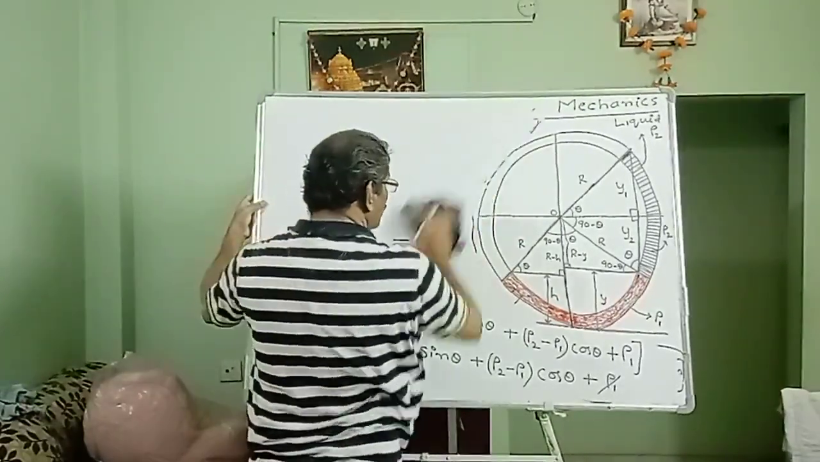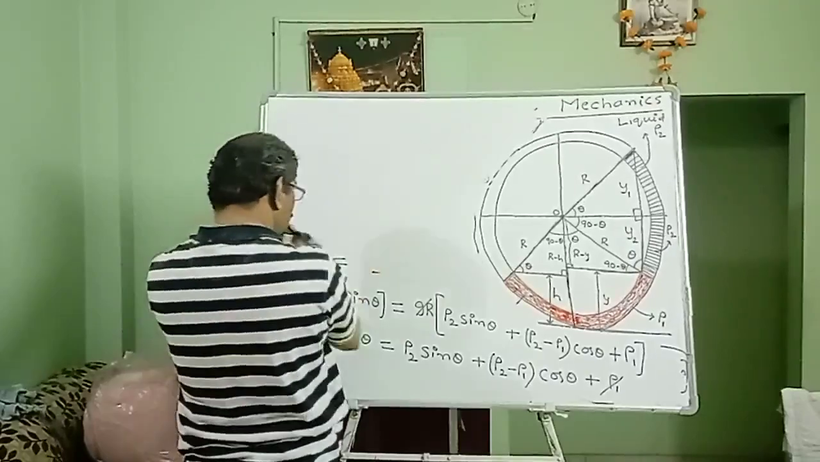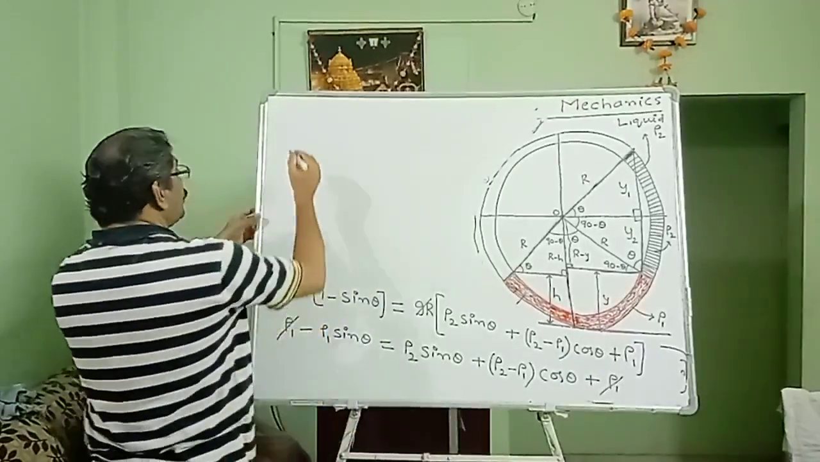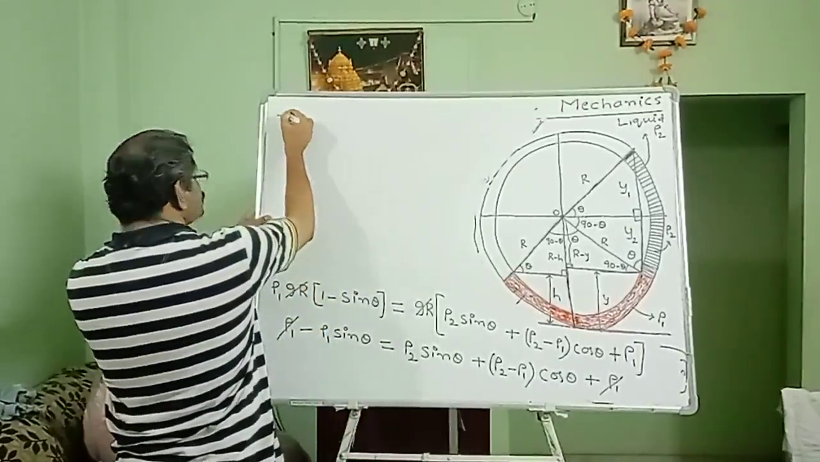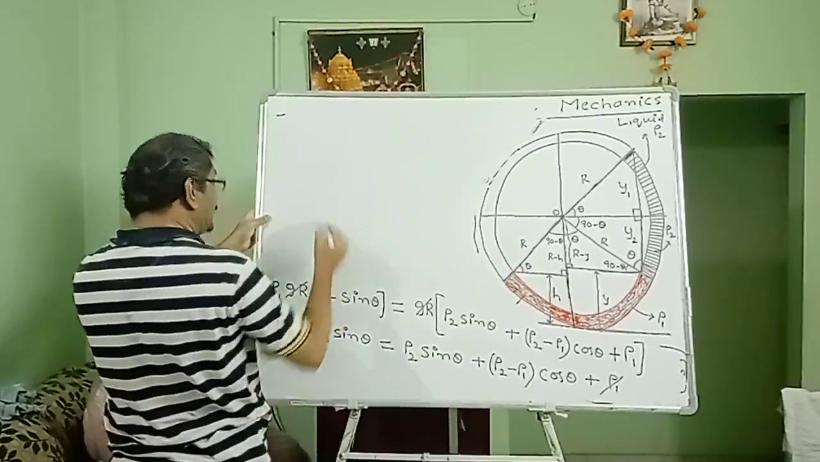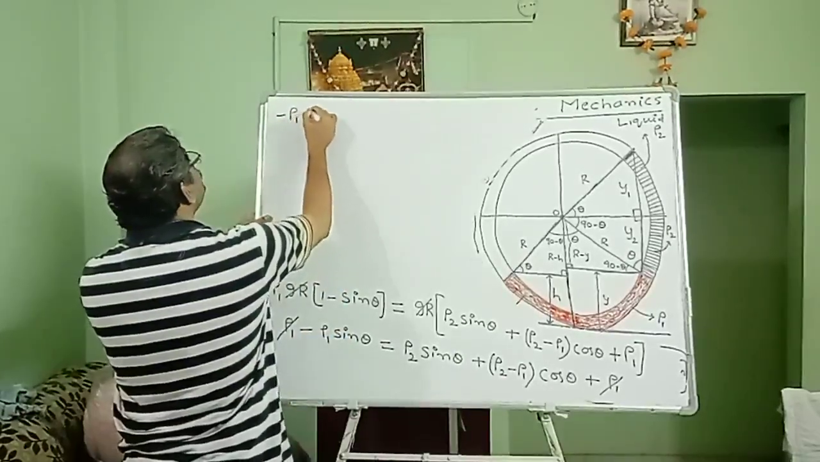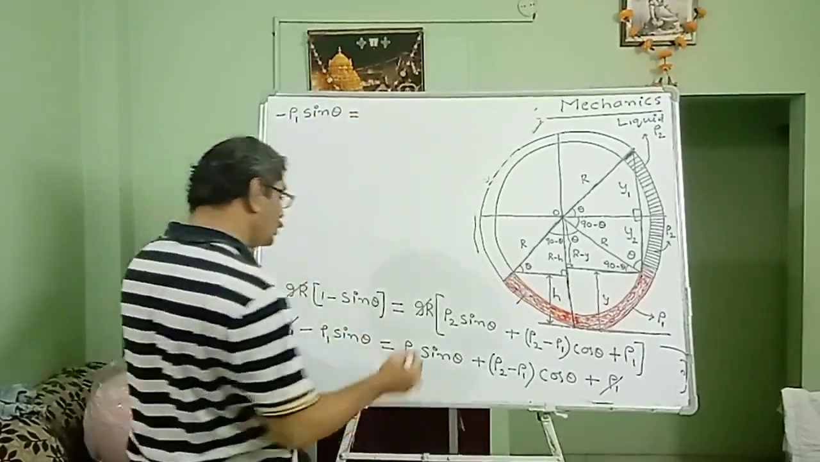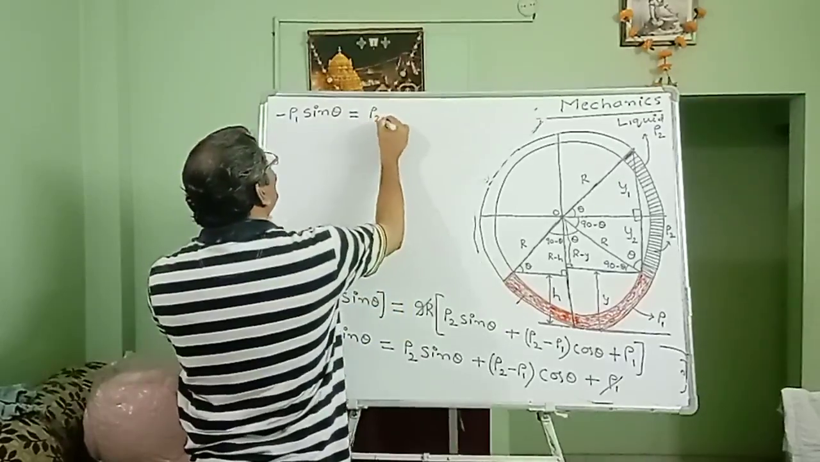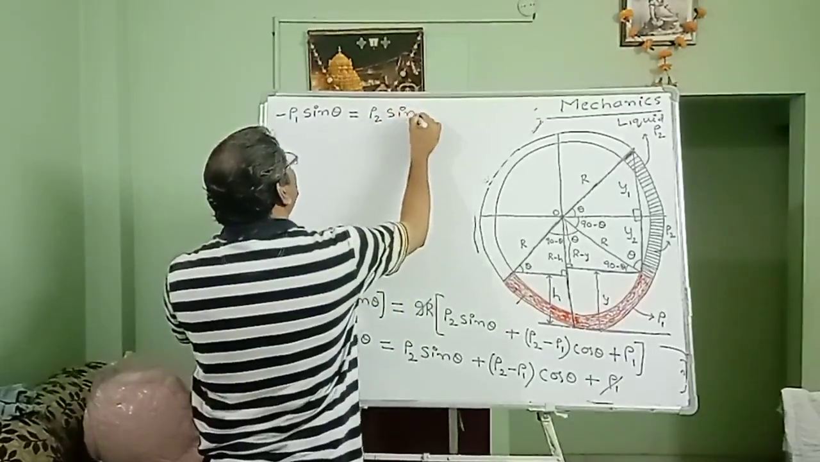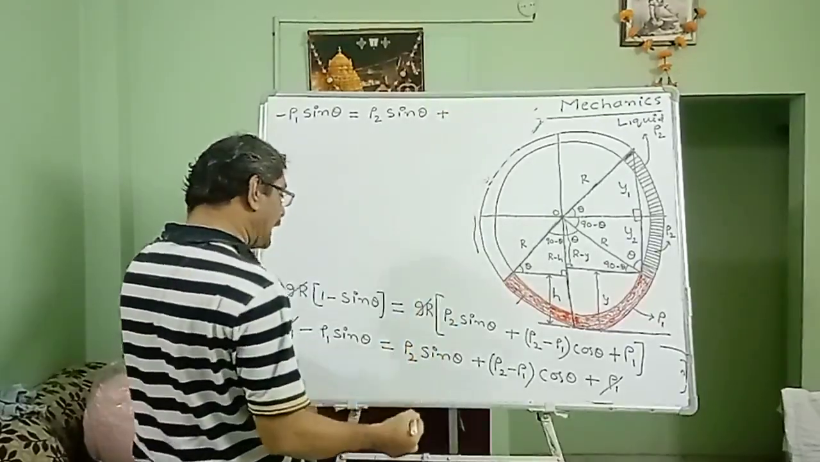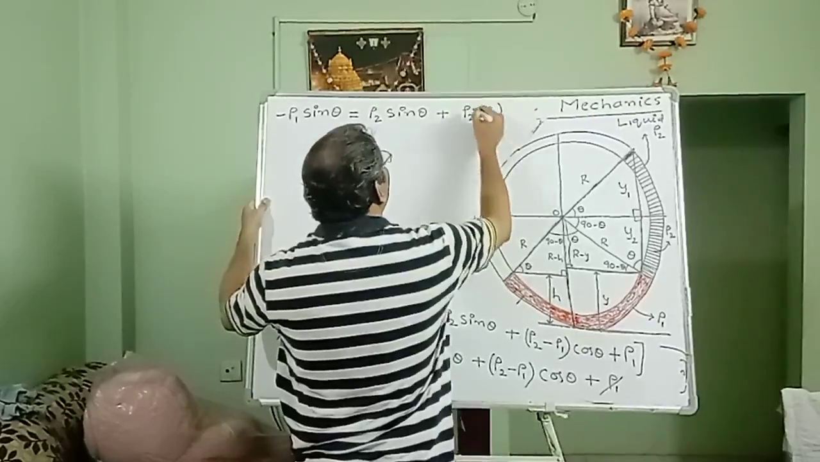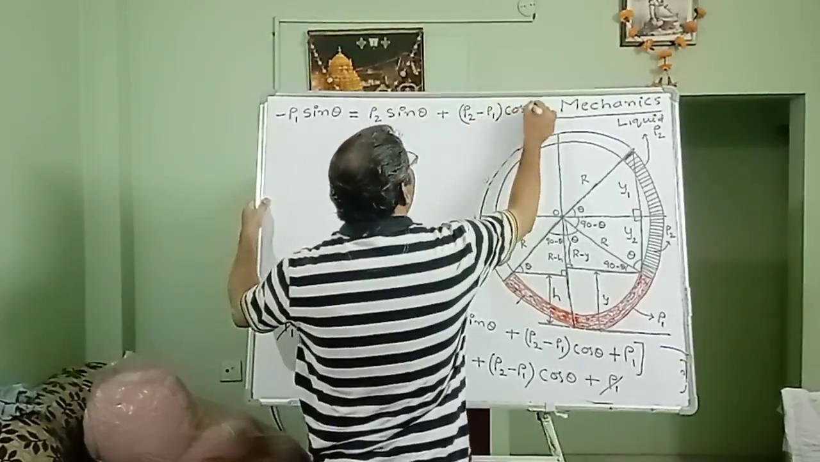So now what will be left over? Now that should give us the answer for the value of theta. So what will be remaining now? On the left hand side, I got minus rho 1 sin theta, which will be numerically equal to rho 2 into sin theta plus the second term, rho 2 minus rho 1 multiplied by cos theta.